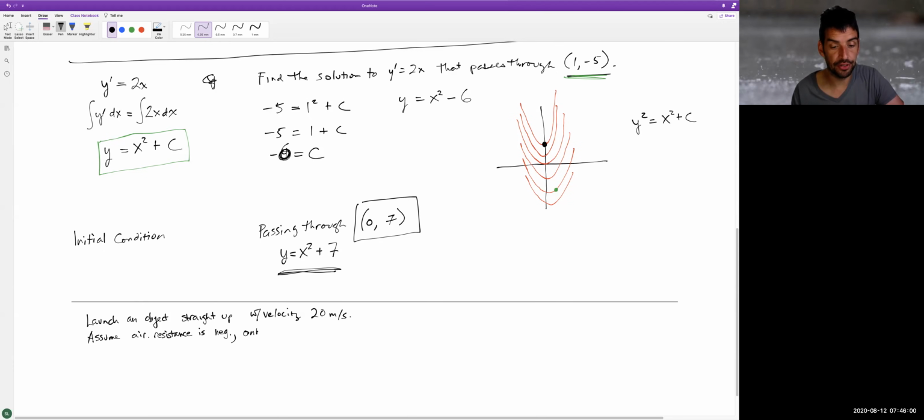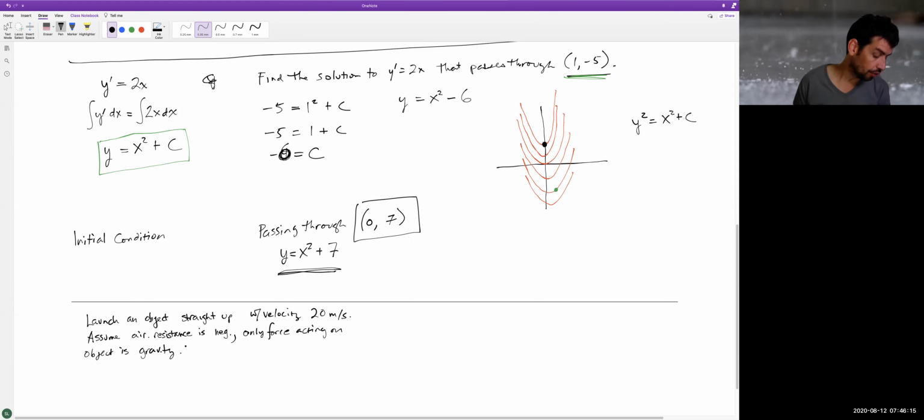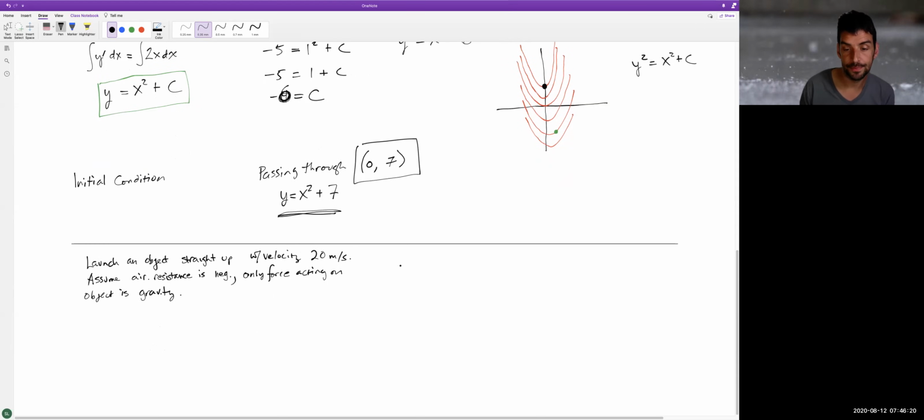The only force acting on the object is gravity, the force of gravity. Okay, so here on Earth. So let's set this up. We're going to have to pull in some physics facts.